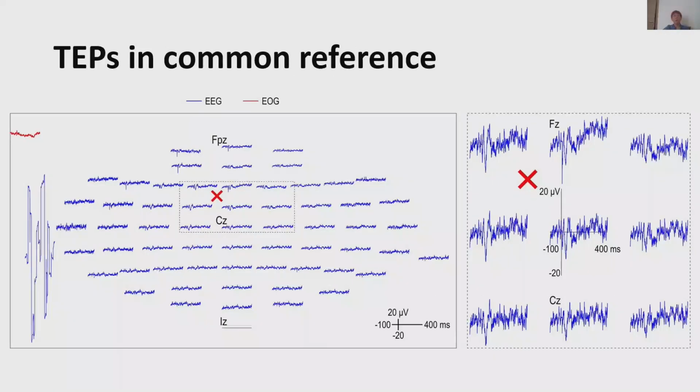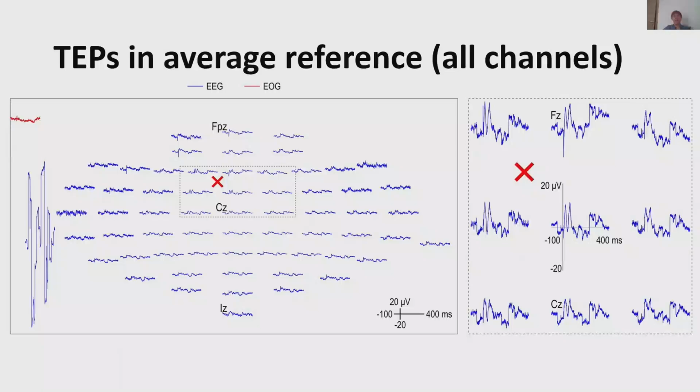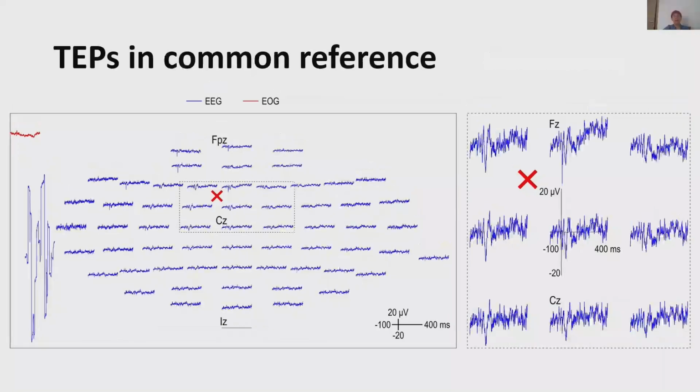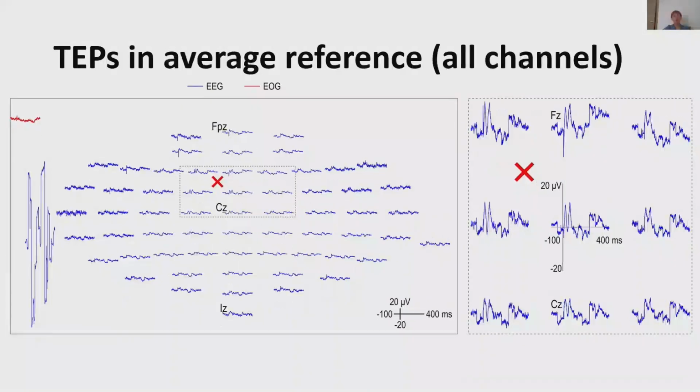However, before re-referencing, it is crucial to reject channels with large artifacts, which would otherwise contaminate all the other channels, and to reject flat channels, which would otherwise be replaced by fake signal.